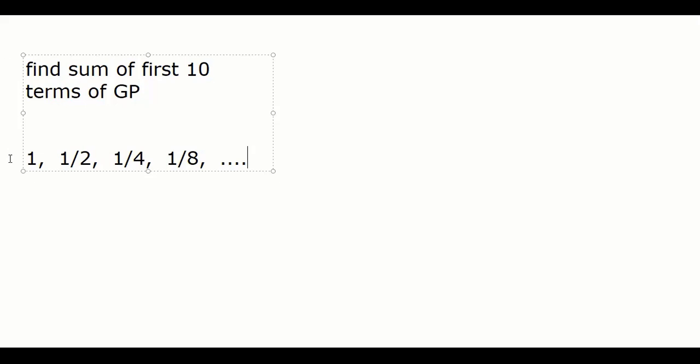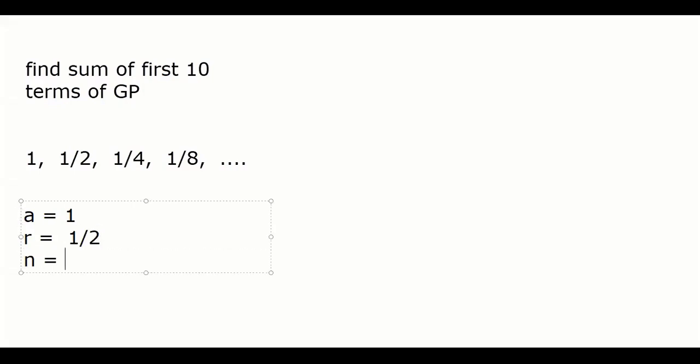First of all, tell me what is A? A is 1. What is R? Tell me, everybody in chat, what is R? 2 by 4. Means 1 by 2, right? Half. What is N? N is 10. उसके बाद क्या करना है? सम का फॉर्मूला लगाना है.